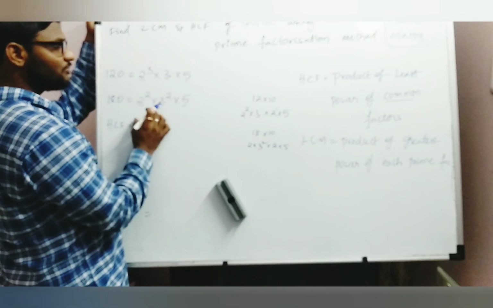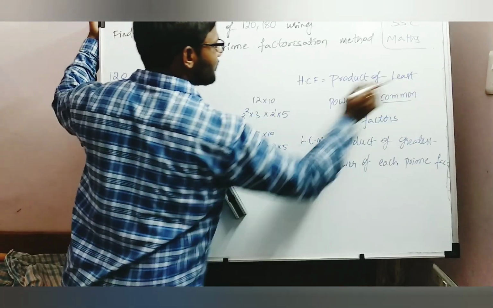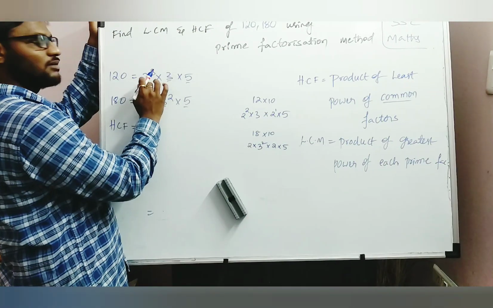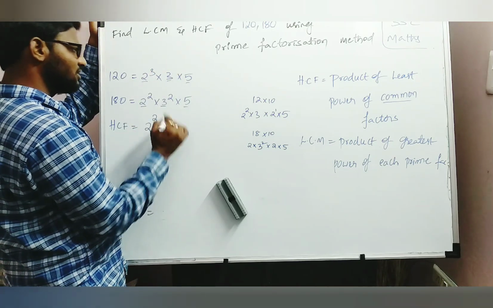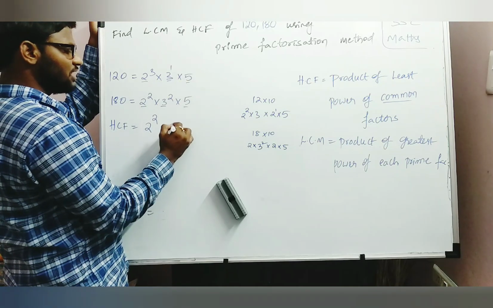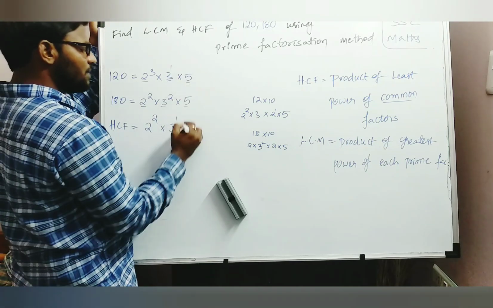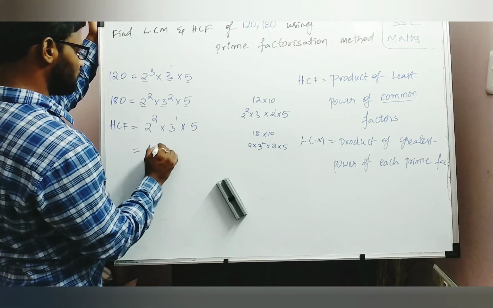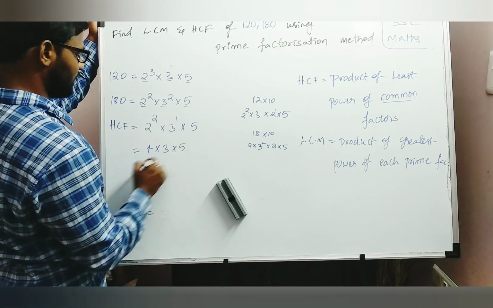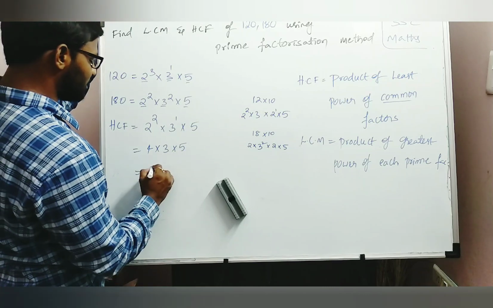So in common factors we will take the least power. What is the least power? Out of 2 power 3 and 2 power 2, 2 power 2 is the least power. 3 power 1, 3 power 2, 3 power 1 is the least power. 5 power 1, 5 power 1, so write only one time. So 2 square is 4 into 3 into 5. 4 3s are 12, 12 5s are 60.